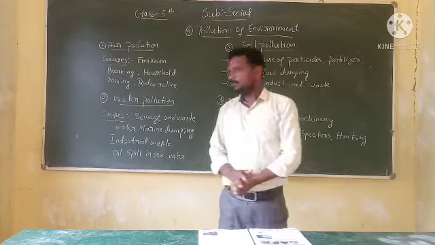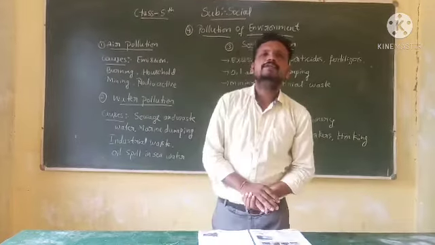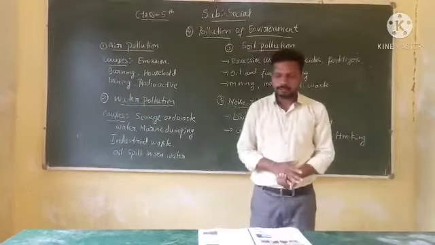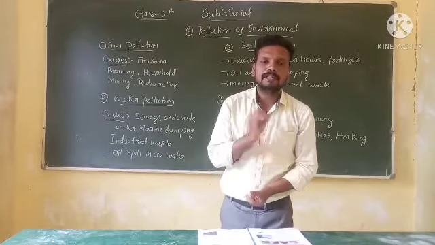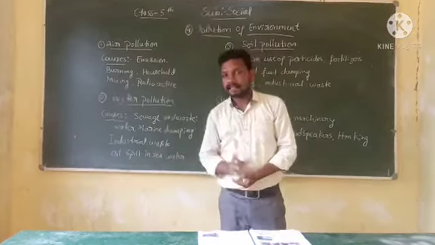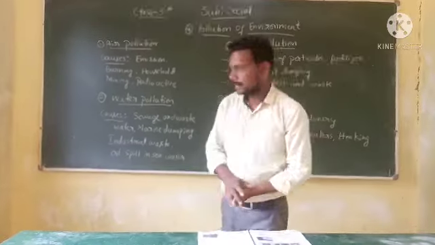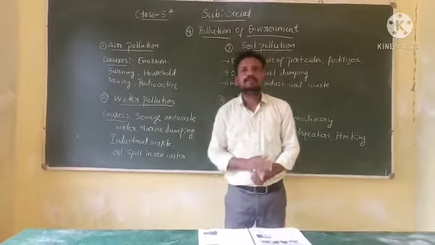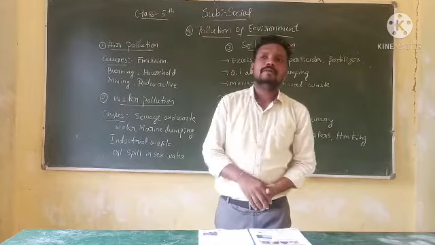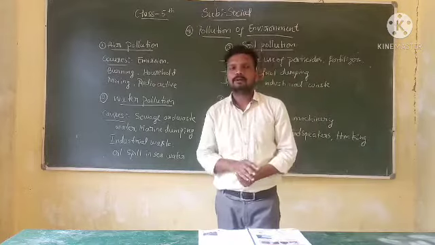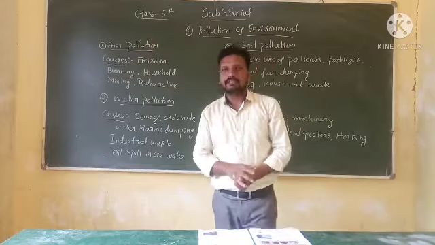Now we have to prevent the air pollution. What are the preventions we can take to prevent air pollution? Let's learn one by one. Factories or big industries should not be set up near the residential areas. Emission from vehicles can also be prevented by properly maintaining them, so we reduce the emission from the vehicles.